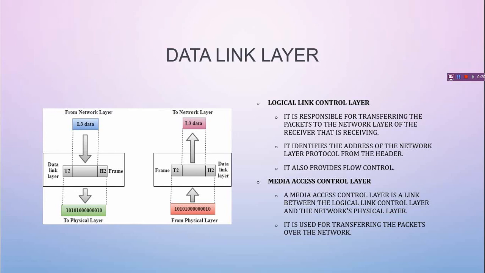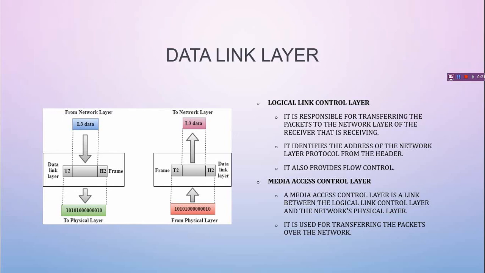Now the two sublayers are the logical link control and the media access control layer. The logical link control layer is responsible for transferring the packet to the network layer of the receiver. It sends the data from the data link layer to the upper layer, that is the network layer, at the receiver side, and it identifies the address of the network layer protocol from the header. It also provides a flow control mechanism.